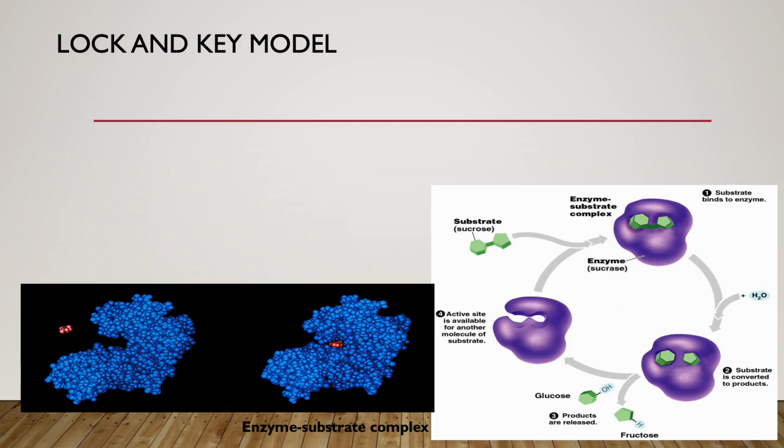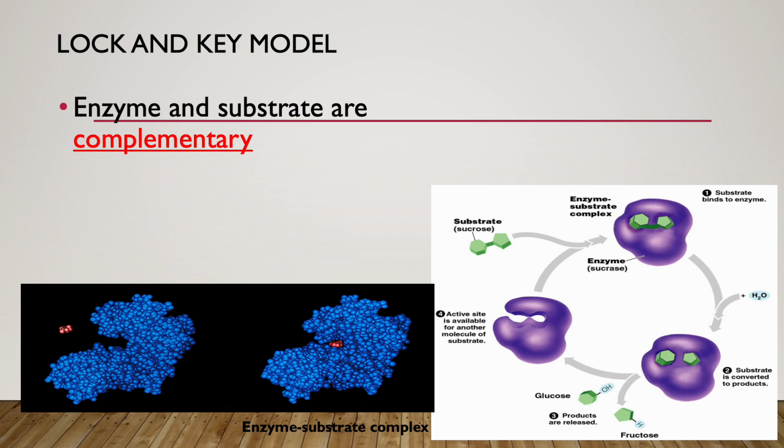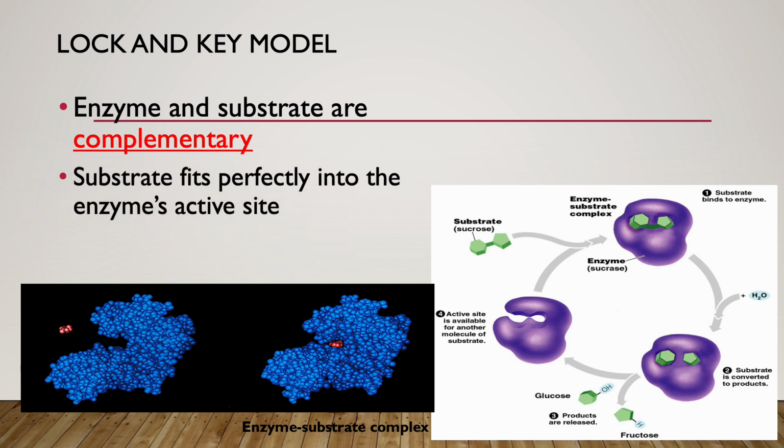Taking a look at the lock and key model, or lock and key hypothesis, enzyme and substrate are complementary. Complementary is a key word that you want to use when you're describing how a substrate is going to fit perfectly into an enzyme's active site. This is our enzyme, this blue structure. The active site is this opening. It's complementary to the substrate so that they can bind together to give us our enzyme substrate complex.